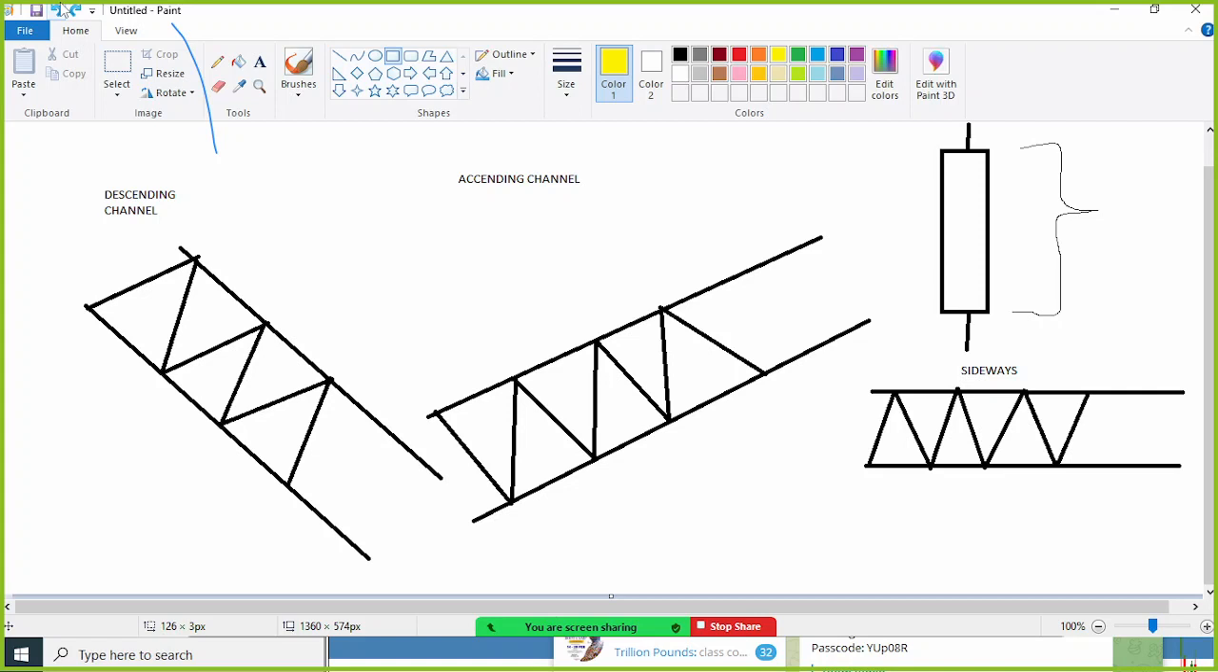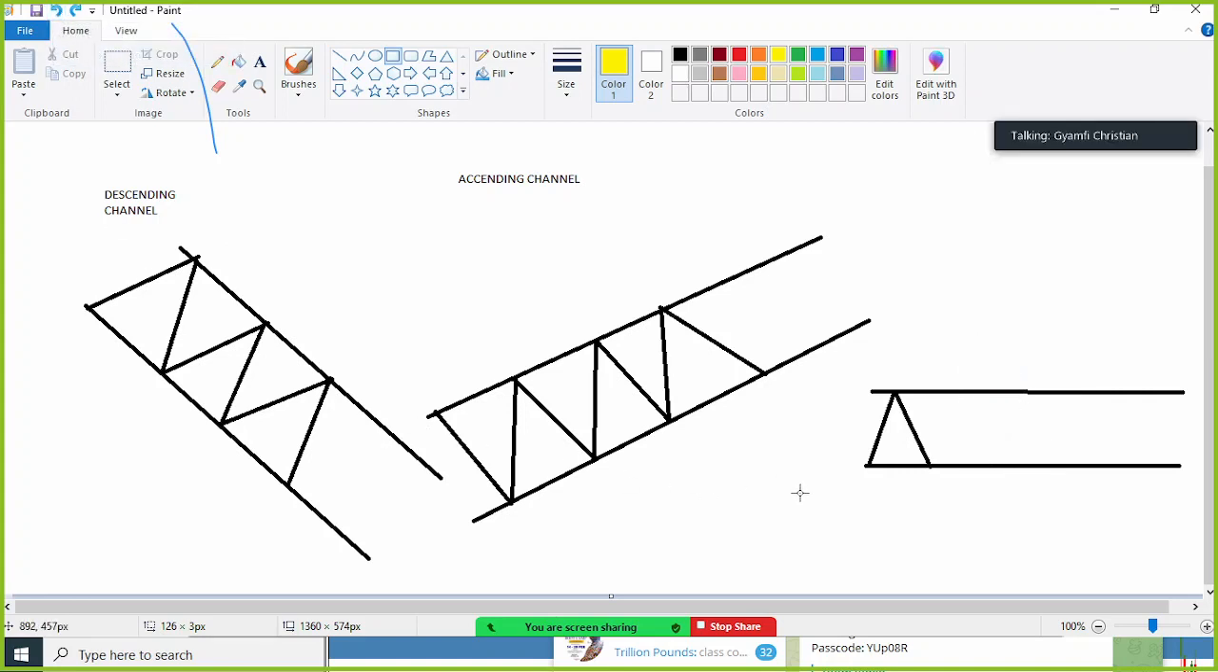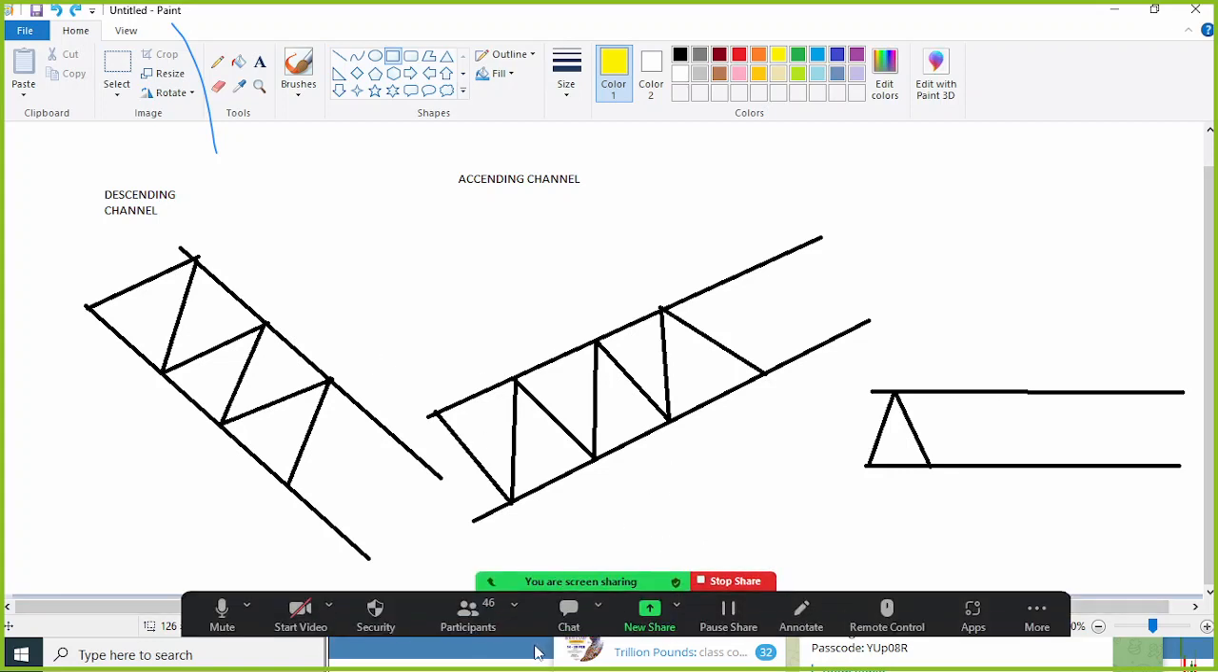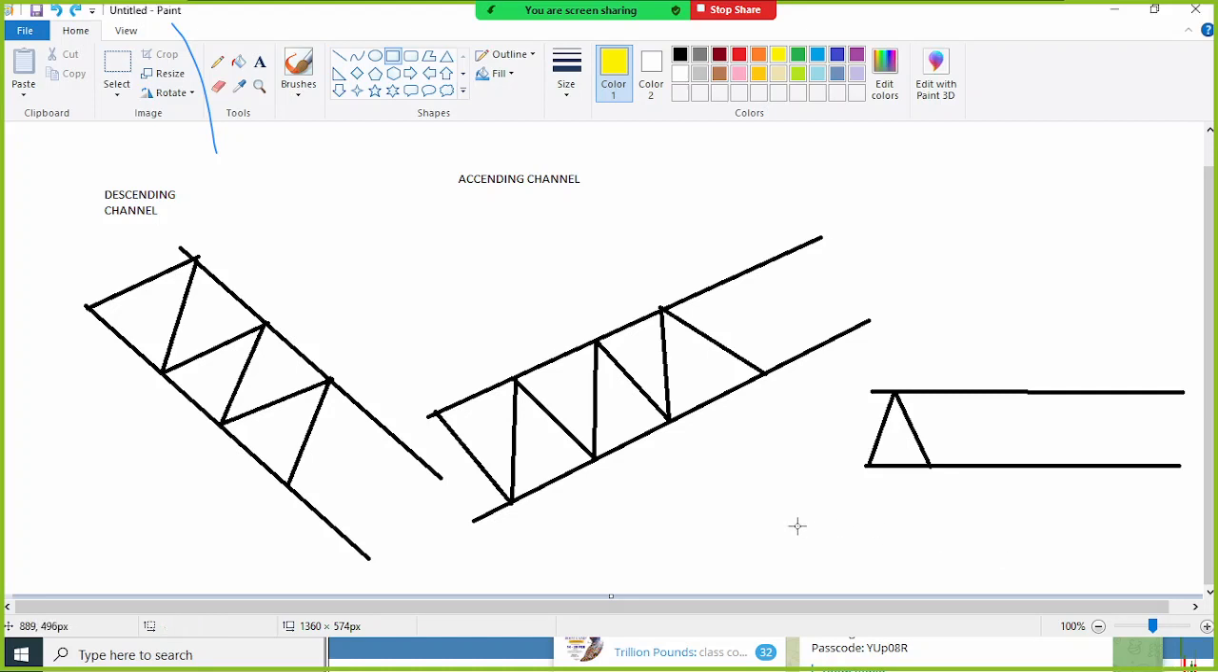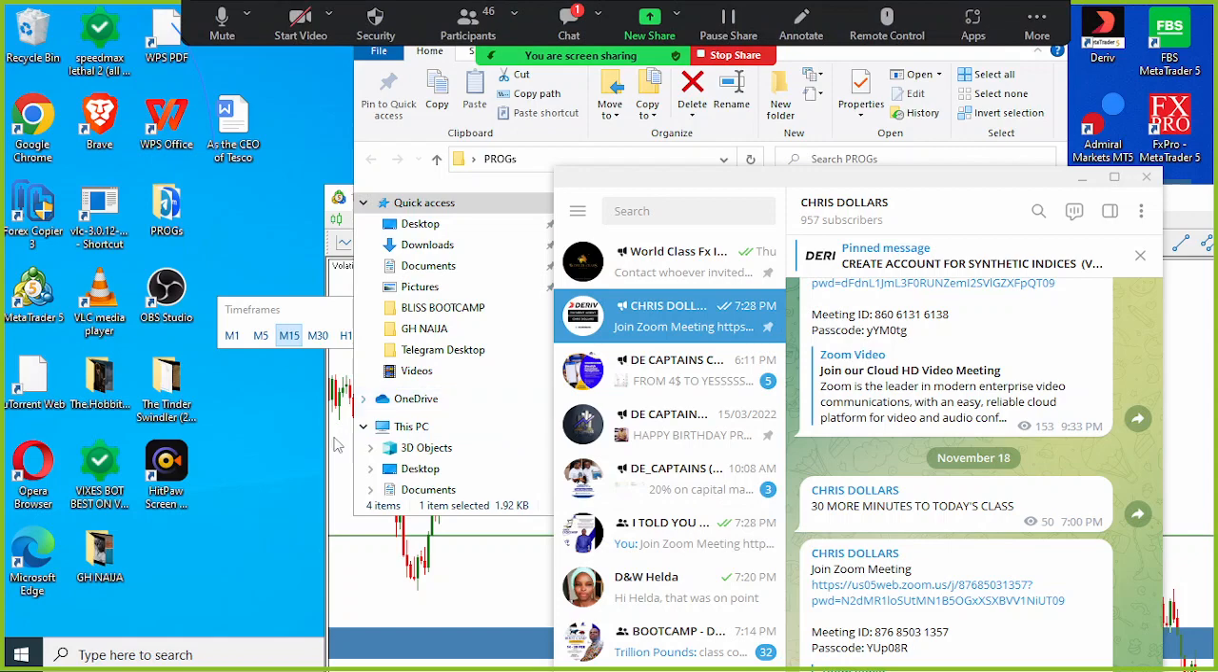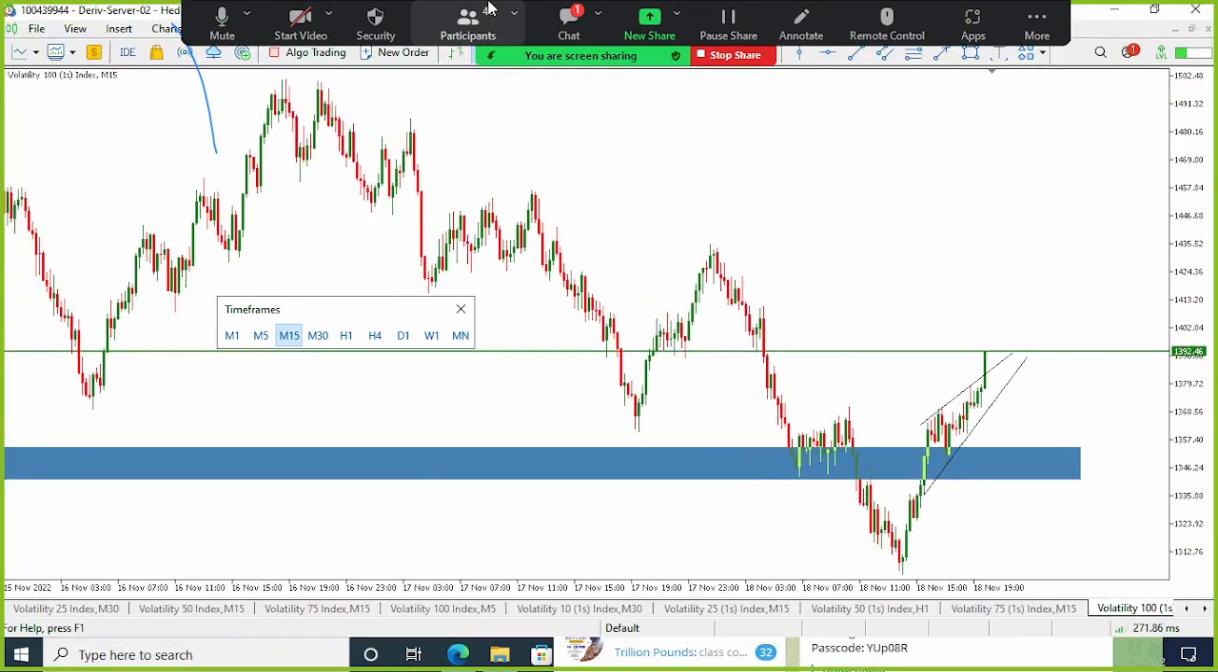Yes, sir. Okay. Now let's move to the real markets and look out for a few examples in the real markets. If you just came, today's meeting would be very short. So now let's just move to MetaTrader 5. Okay, so we have MetaTrader 5 here.